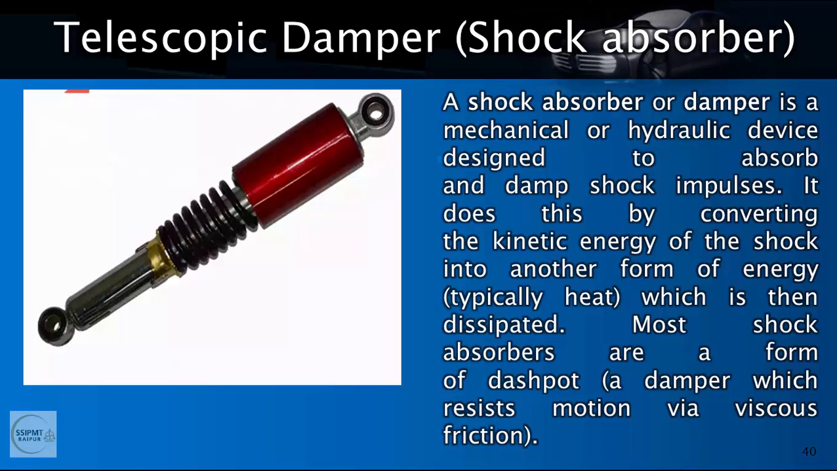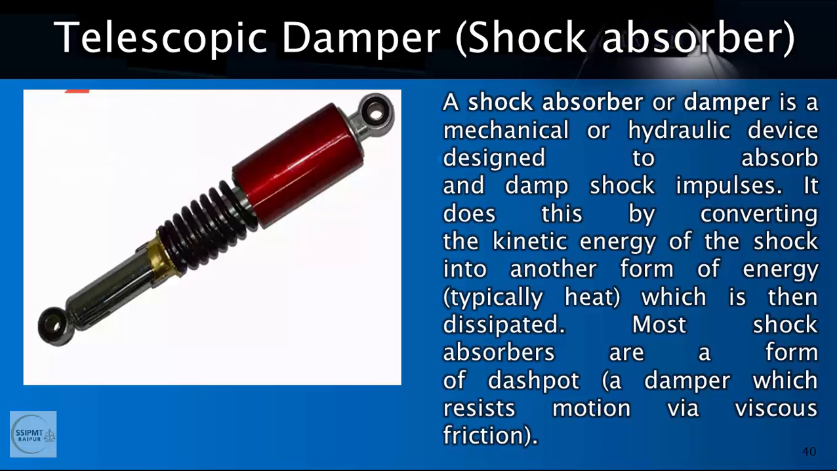So a shock absorber or damper is a mechanical or hydraulic device. Why is it a hydraulic device? Because hydraulic fluids, basically oils, are used for damping. It is designed to absorb and damp shock impulses by converting the kinetic energy of the shock into another form of energy, typically heat, which is then dissipated. Means kinetic energy is converted into heat energy, right?